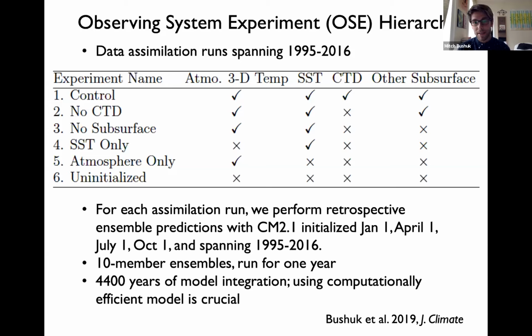And then after doing these data assimilation runs, we can then run retrospective predictions from each of these 6 assimilation experiments. And we do that initialized on Jan 1, April 1, July 1, and October 1. And this lets us assess the direct prediction skill impact of all these various observation types.